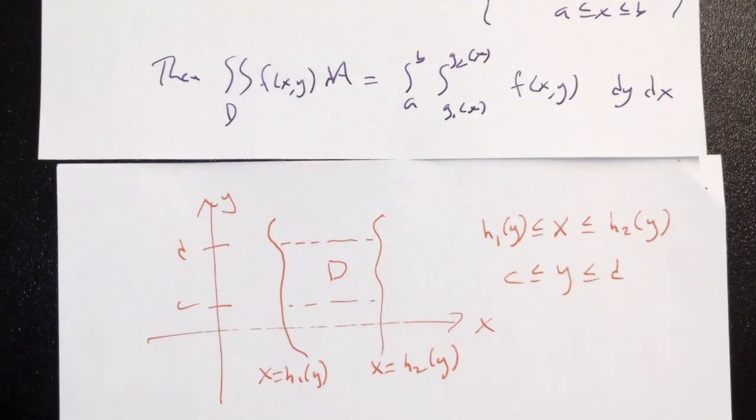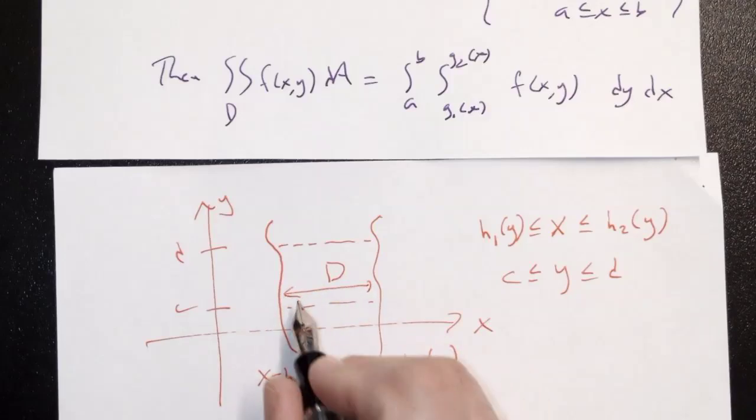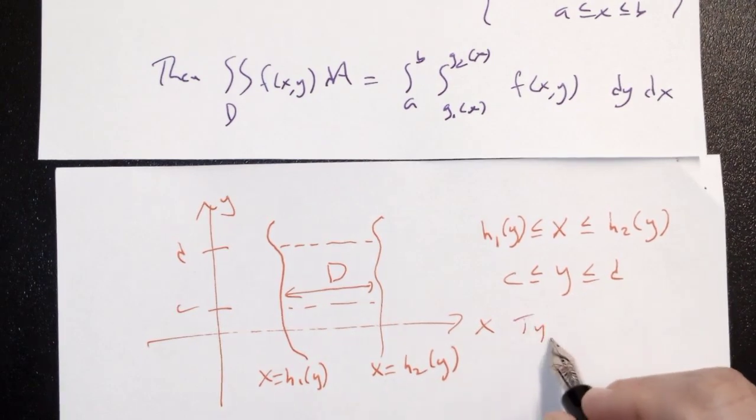But if that's what I'm going to do, then I can think of the way I move through this region to say what I'm going to do is I'm going to move this way first. I'm going to move from left to right first, which means I should be doing this dx, dy, instead of dy dx. This is a type 2 region.